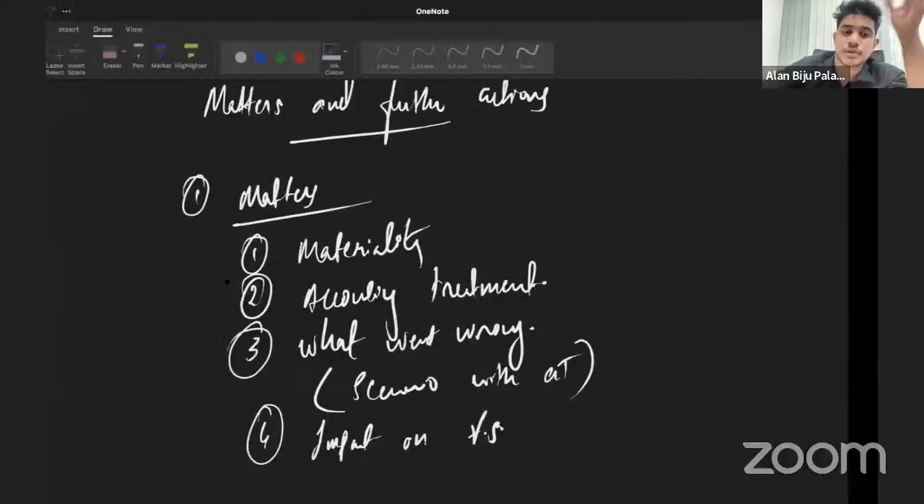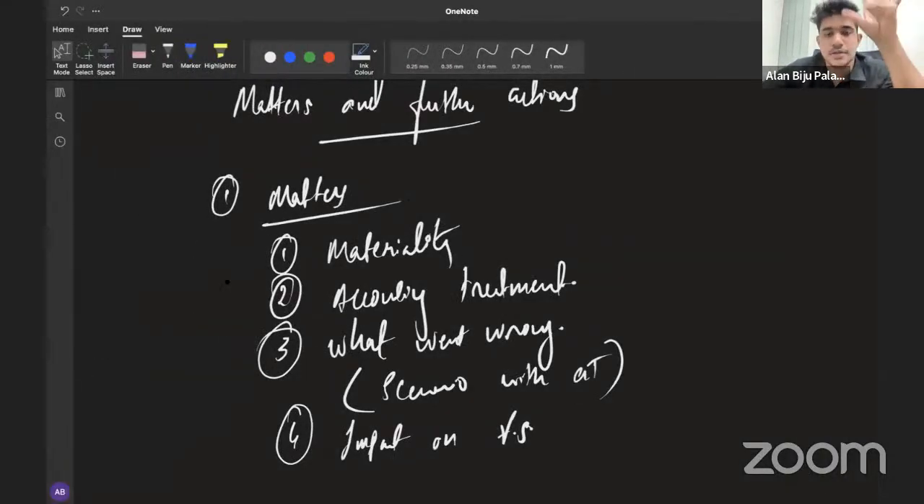So you can mention about the materiality first. Then after that, you need to clearly specify about the accounting treatment. Then you need to mention about what went wrong. And finally, you need to show the impact on financial statement. So you can mention it like this.